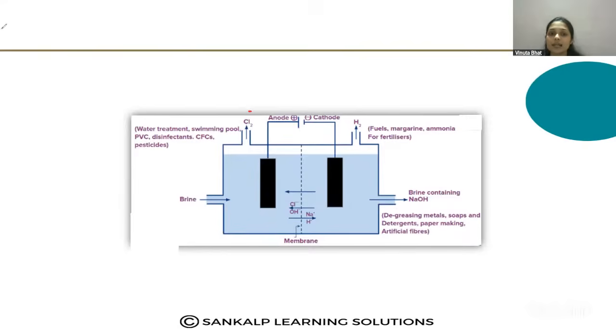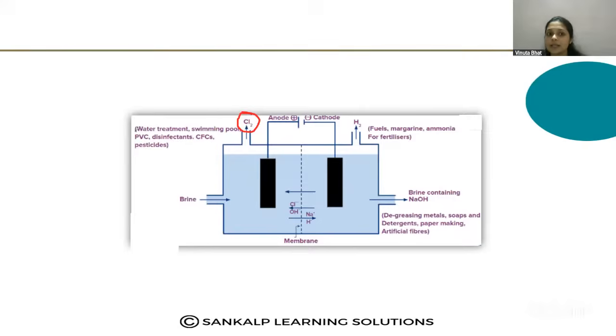How these products are useful, see, this chlorine produced, this has been asked in the exam. The uses are given in this diagram only, not in the text. So these uses of hydrogen, chlorine and sodium hydroxide are repeatedly asked in the exam. How they ask: write the uses of the chlorine gas which is produced in the chlor-alkali process.